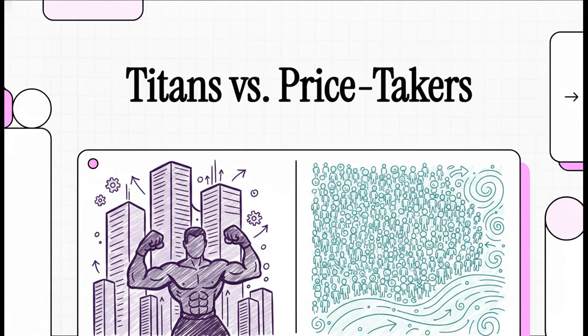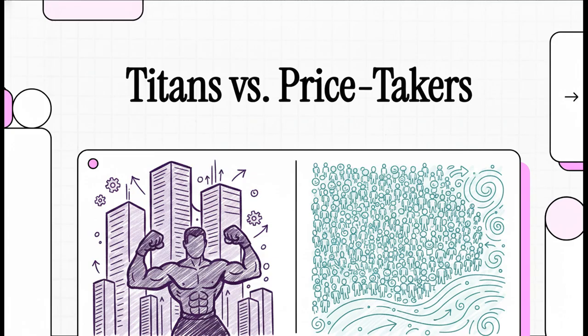Welcome to This Explainer. Today, we're setting the stage for an absolute heavyweight matchup in the world of economics. We're looking at two wildly different extremes of market structure. On one side, we have the undisputed heavyweights, the massive corporate giants. And on the other, a vast sea of individual players just trying to go with the flow.